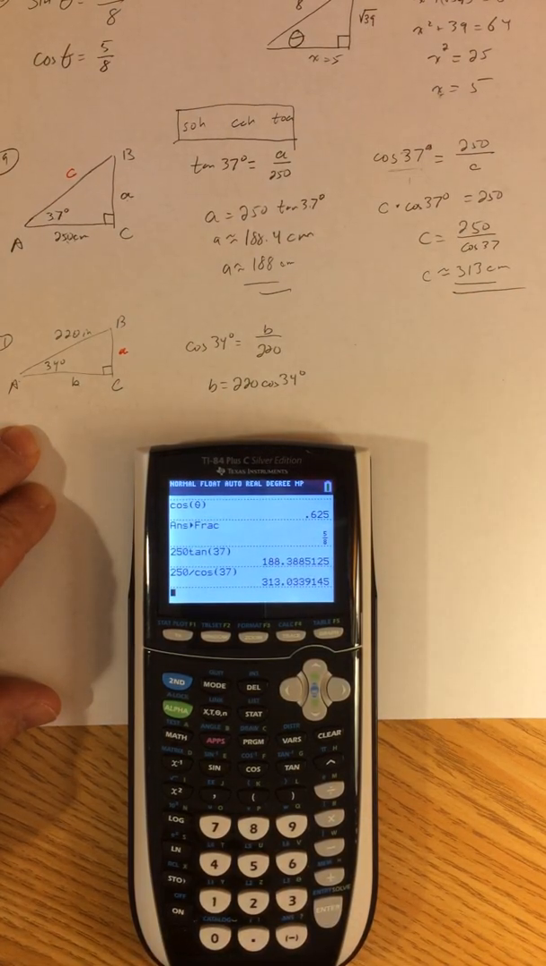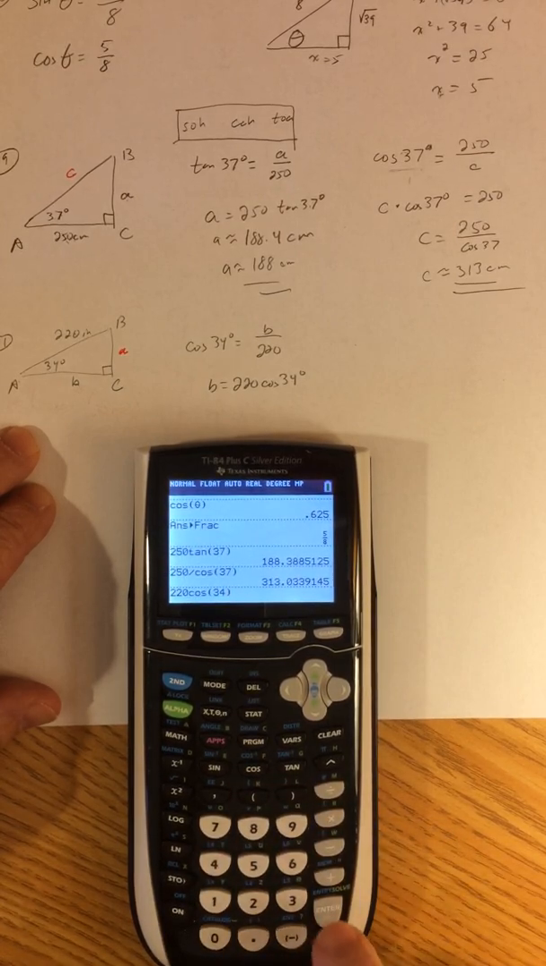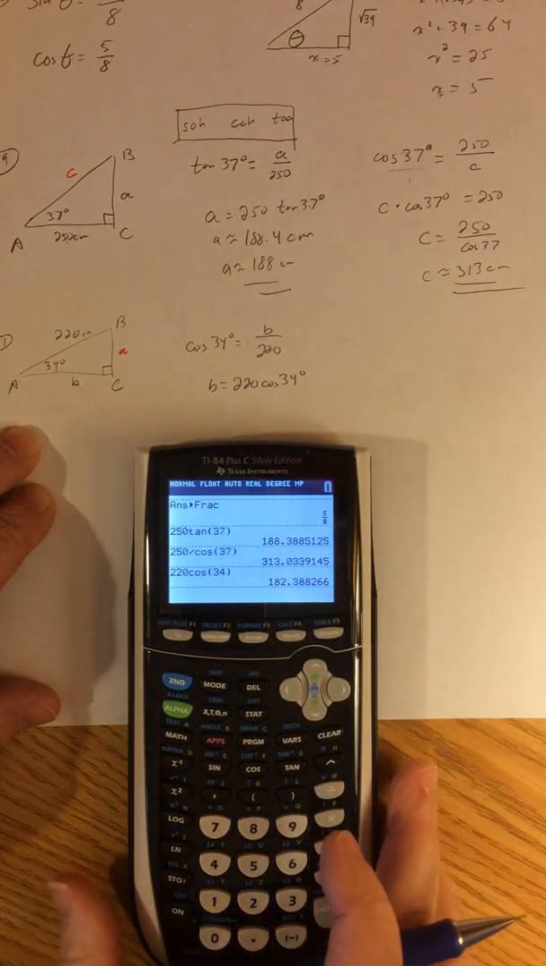We type it in directly. 220 cosine 34. Okay, that is 182.